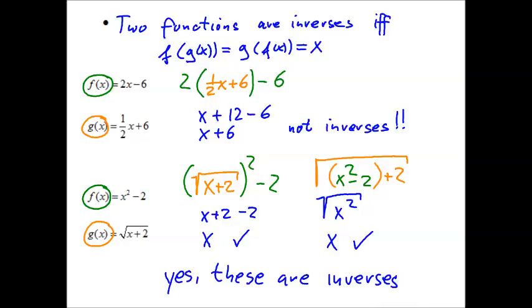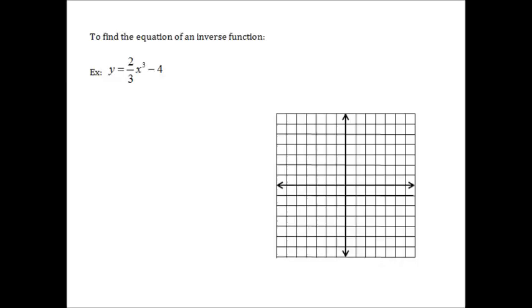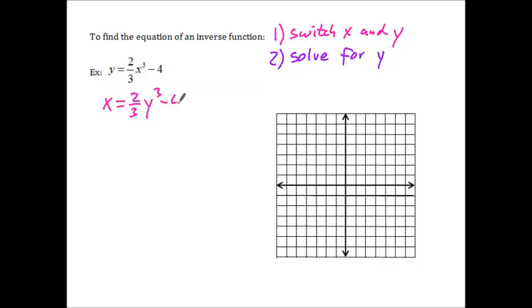Now let's talk about how we can find the equation of an inverse function. And the way we do this is by performing two steps. First, we have to switch the x and the y in the given function. And then we solve the new equation for y. So here we have our example. y is equal to 2/3 x cubed minus 4. And now we're taking the x and the y, and they're just going to switch places, which now gives us x is equal to 2/3 y cubed minus 4.